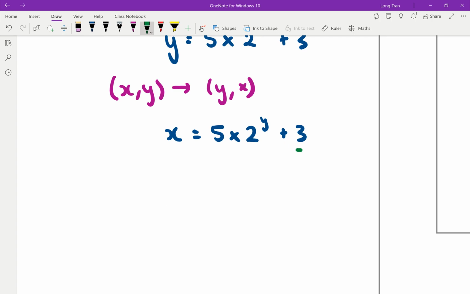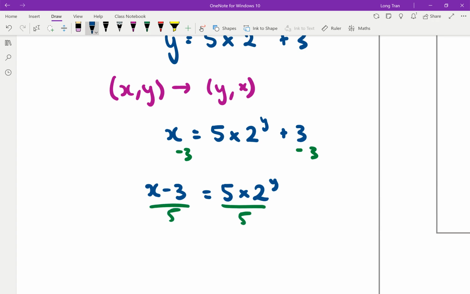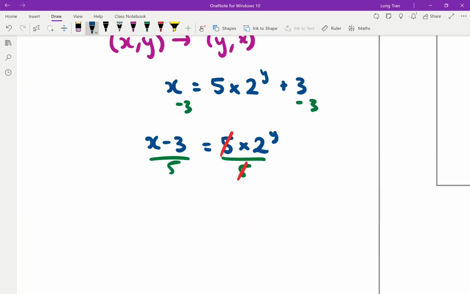So here I'm doing the inverse. Subtract 3 because that's a plus 3. So this now gives me x minus 3 is equal to 5 times 2 to the power of y. Divide both sides by 5 because that's times 5. So I'm dividing this by 5. And we know that these are inverses, so they'll cancel out. And so you're left with 2 to the power of y is equal to x minus 3 all over 5.